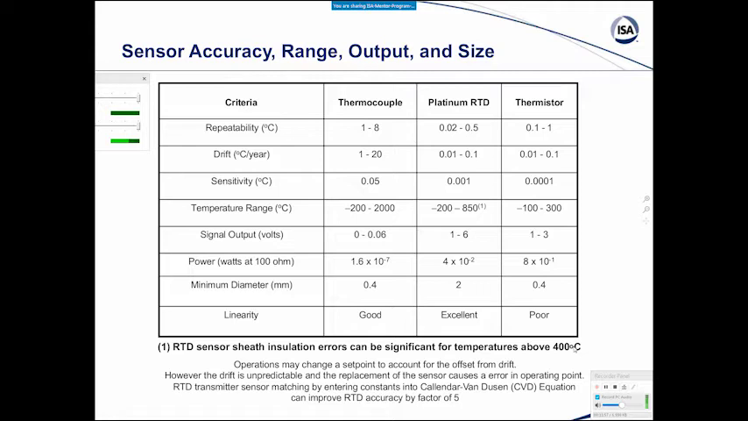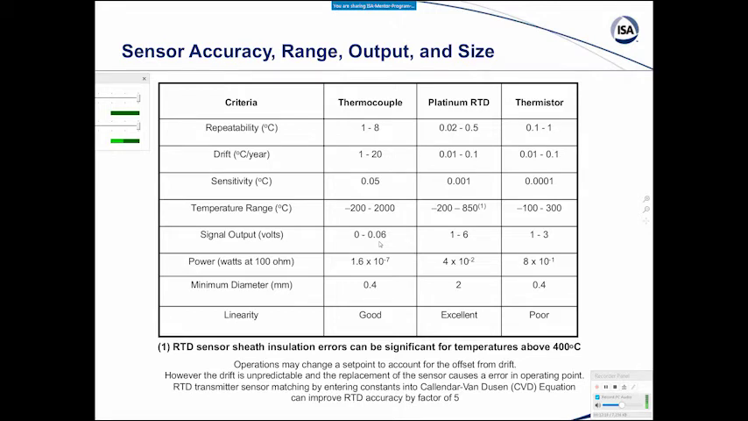So this statement now that you can use RTDs up to 850 degrees C, you have to be careful about that because in our case, and again, that's 20 years ago, we had to go back to thermocouples because the error was so large. And the temperature range for thermistors is not that great.